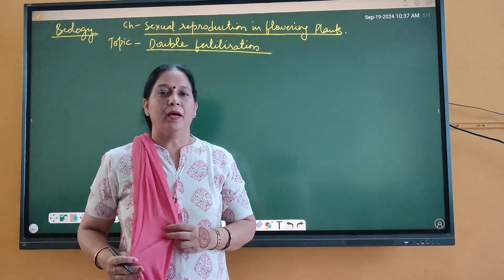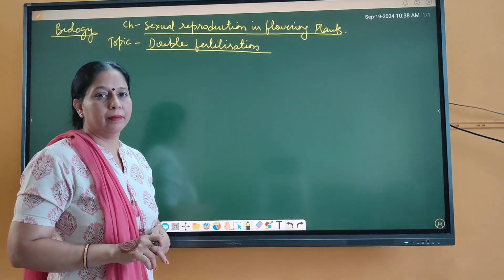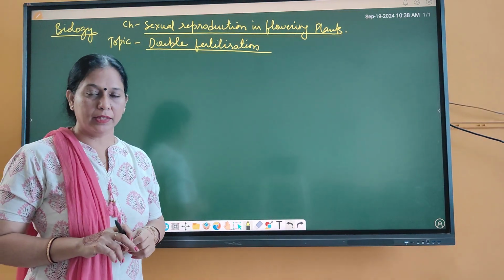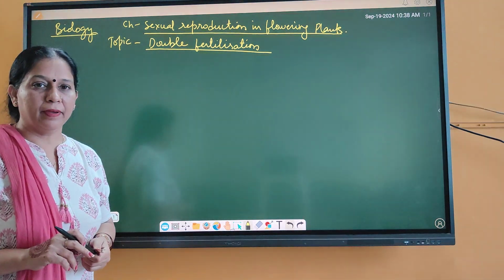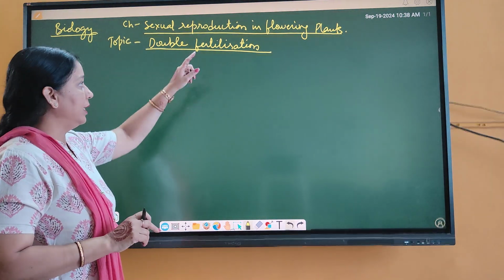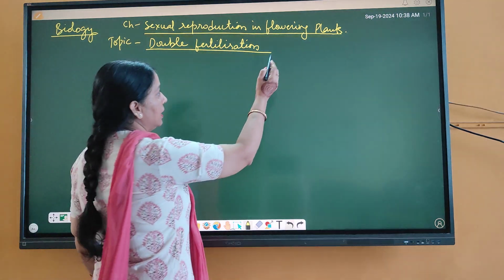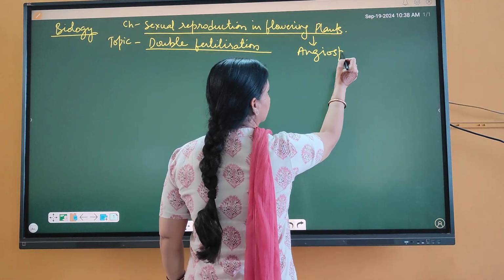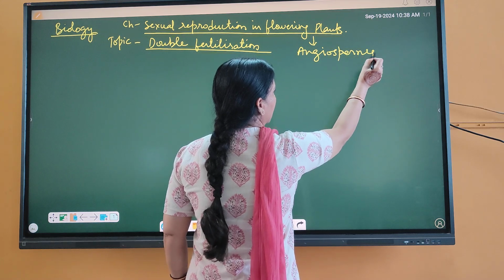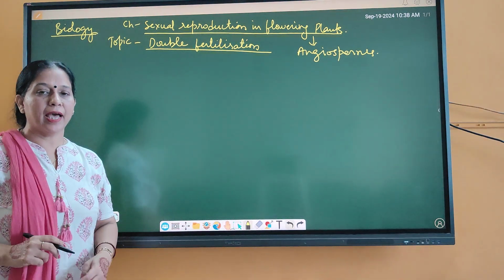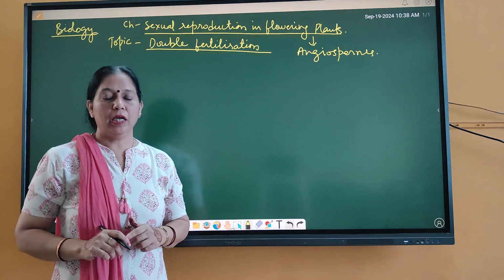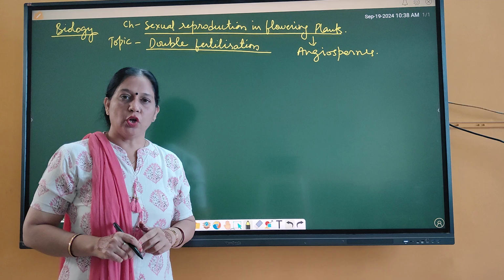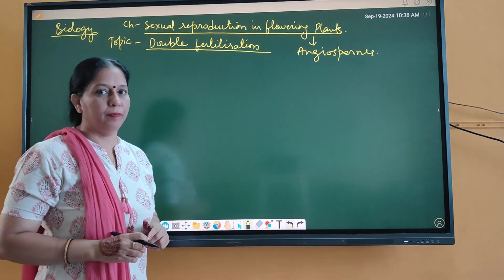Good morning everyone. Today we are going to see one topic of the chapter Sexual Reproduction in Flowering Plants, and that topic is very important: double fertilization. Flowering plants are angiosperms. These angiospermic plants have a unique phenomenon of fertilization that is known as double fertilization. It is not observed in any other group of plants.